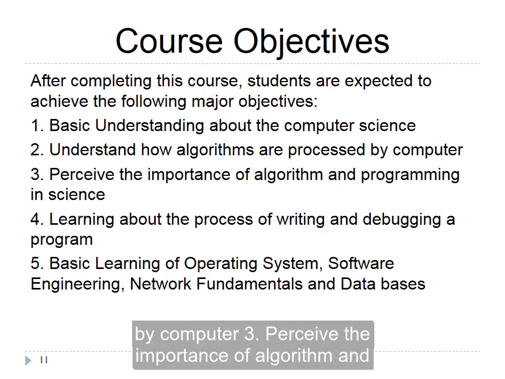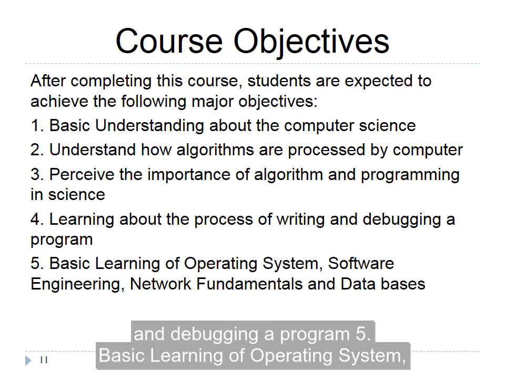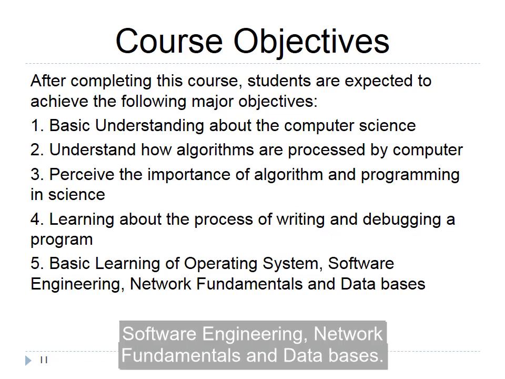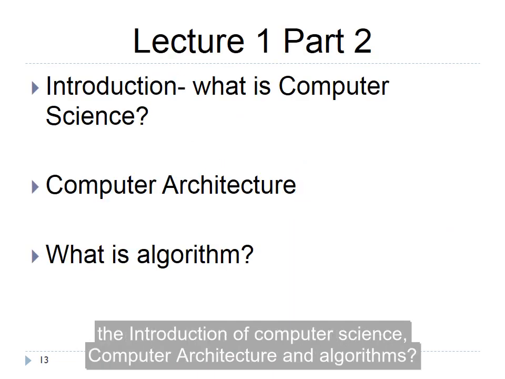Number 3, perceive the importance of algorithm and programming in computer science. Number 4, learning about the process of writing and debugging a program. Number 5, basic learning of operating system, software engineering, network fundamentals, and databases. Let's start part 2 of this lecture. In this lecture, we will study the introduction of computer science, computer architecture, and algorithms.